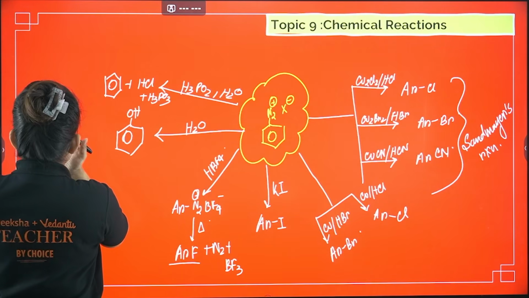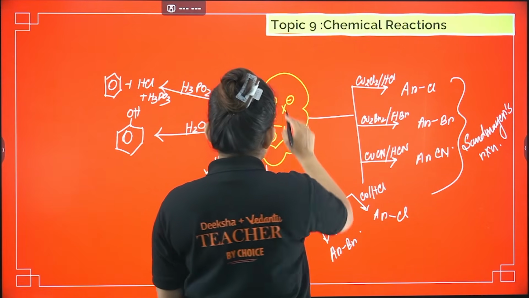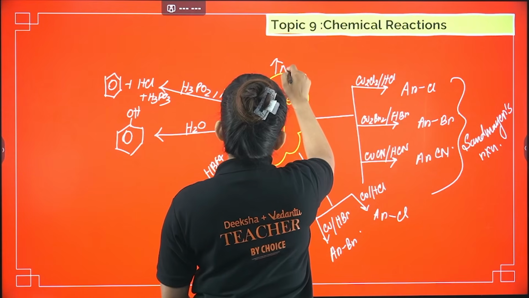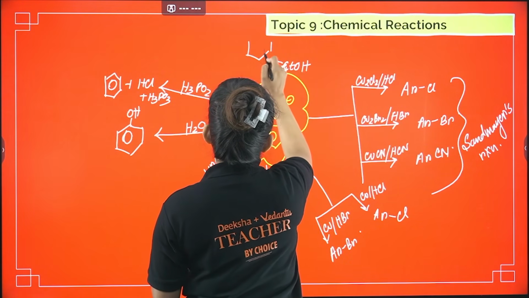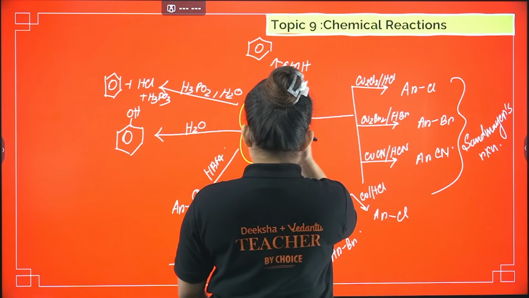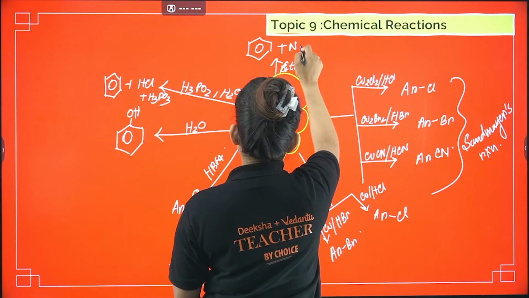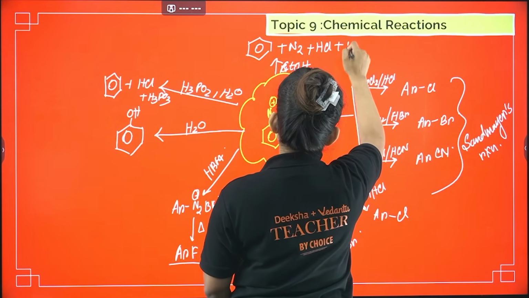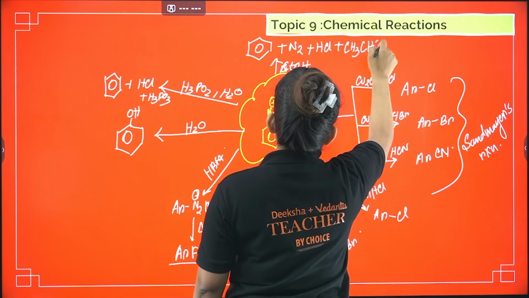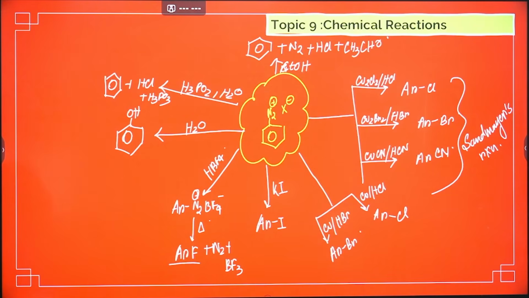Now what can I give, anything left? Yes, one more thing, I can give ethanol directly here, EtOH. Then also I can get benzene out of it. I can get benzene, with byproducts N2 plus HCl plus CH3CHO. That's it. These are all the probable chemical reactions. I guess it's clear to you. Let's proceed.